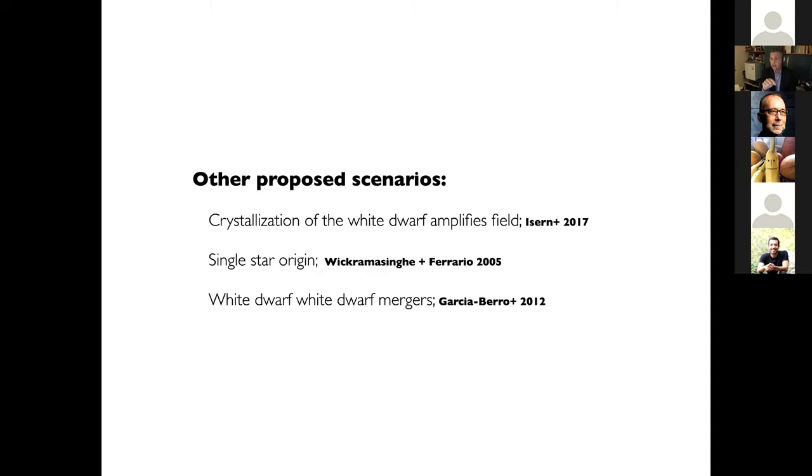It's also been proposed that it's a remnant field from single star evolution. But again, if that's the case, you'd also see these things showing up in the white dwarf M dwarf sample, and you don't see any showing up there. So it can't be that.